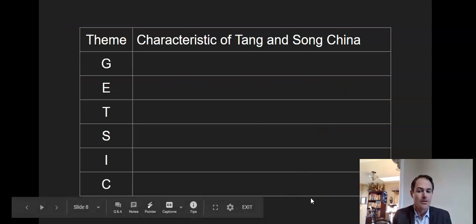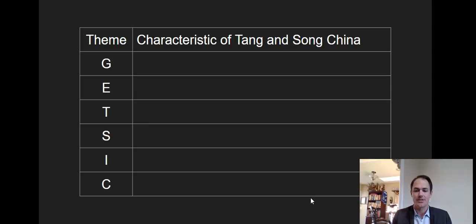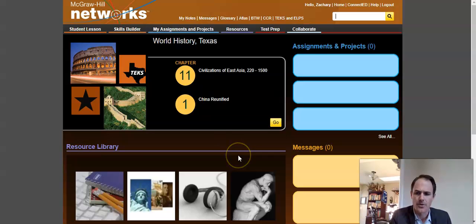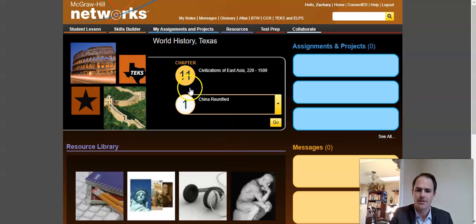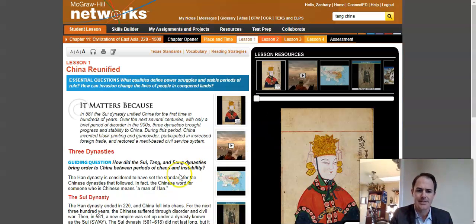All right, now, once you've got all the documents, you're going to need to sort them into a Get Sick chart. You thought we were done with these, but we're not. And if you're going to need more context for some of the documents, where should you go? You should go to your main resource in the class, the textbook, which is a great source for more information, some more background, some more contextualization. We're working with Chapter 11, Lesson 1, China Reunified. That is where you should go to get some more information for your Get Sick chart.